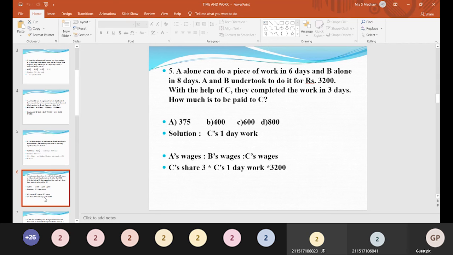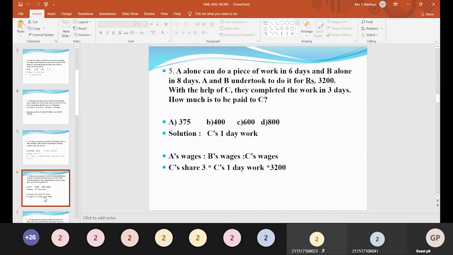Now, in terms of wages, A's wages is to B's wages is to C's wages, which is equal to A's 1 day's work is to B's 1 day's work is to C's 1 day's work. Now, A's 1 day's work means 1 by 6. B's 1 day's work is 1 by 8. And C's 1 day's work is 1 by 24. Now, we get the ratio 1 by 6 is to 1 by 8 is to 1 by 24, which is 4 is to 3 is to 1.